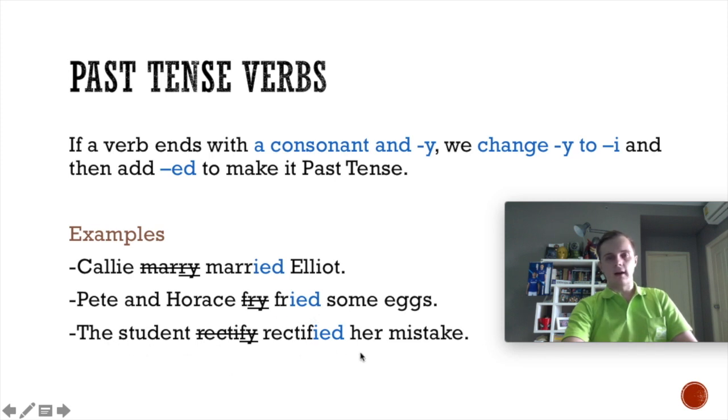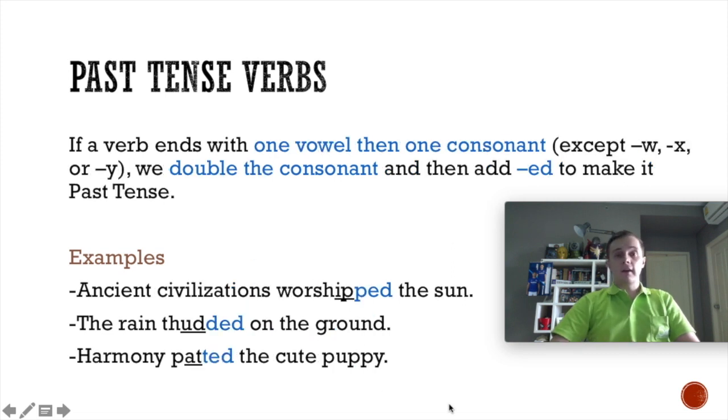Student rectified her mistake. Rectify means like fix the mistake. The verb rectify ends with F, Y. F is a consonant, then you've got Y. We change Y to I, rectified. Now, if a verb ends with one vowel, A, E, I, O, U, and then one consonant, any letter that is not A, E, I, O, U, except the consonants W, X, or Y, we double the consonant, and then we add ed to make it past tense.